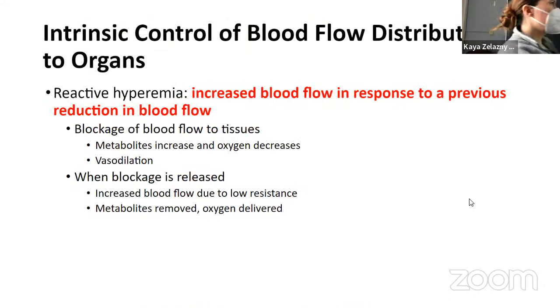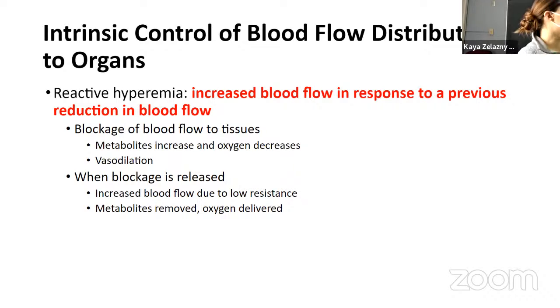Now, we can see a similar process when we have blood flow cut off. What we were just talking about is called active hyperemia. Active because you see it in situations like your skeletal muscle when you're going for a run, where you have increased metabolic demand. That's where the active is.